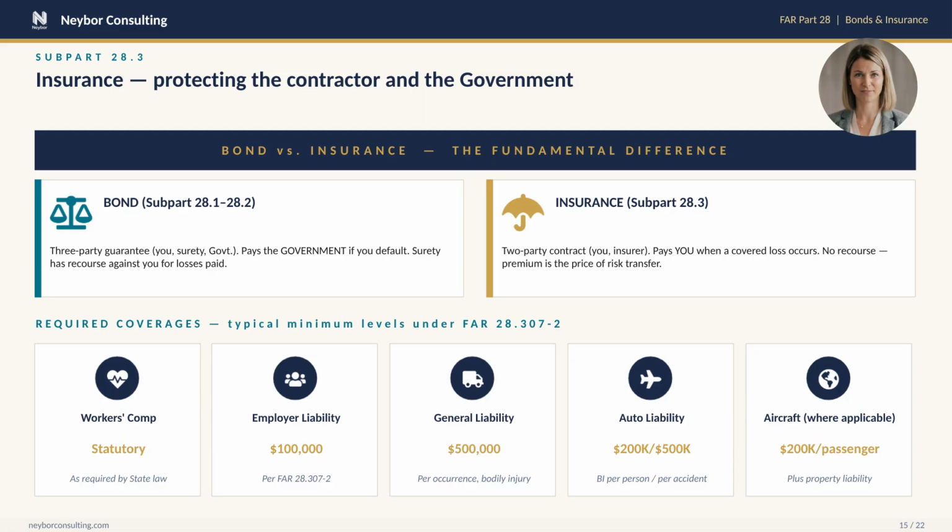These are minimums. Many contracts require higher limits for specific risk profiles, and high-risk work, explosives handling, aviation, overseas, has its own coverage rules.